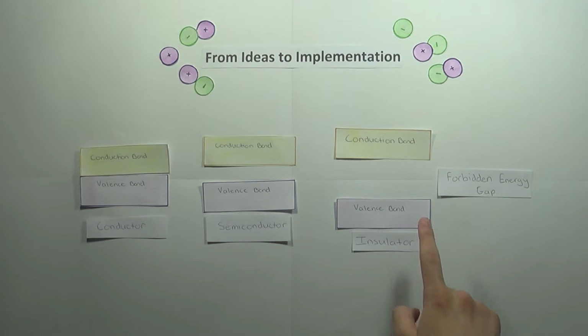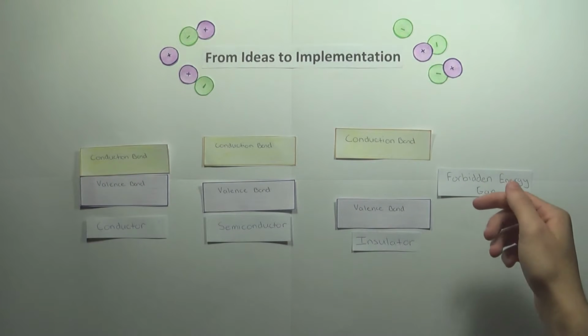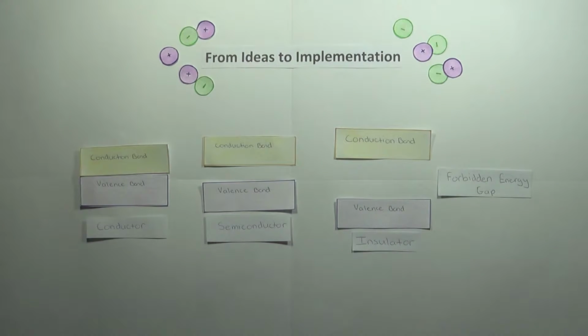With insulators, there is a very large energy gap between the valence and conduction bands. This is known as the forbidden energy gap. In order to conduct electricity, electrons in an insulator must gain enough energy to jump from their valence band positions over the forbidden energy gap and into the conduction band. Because this process requires a great deal of energy, insulators have a high electrical resistance.